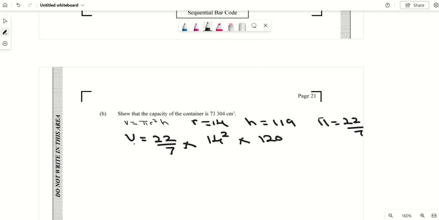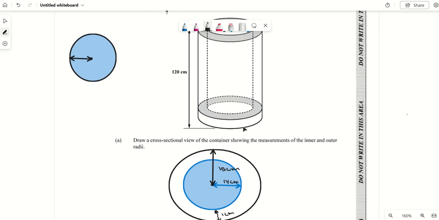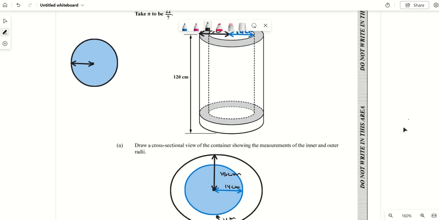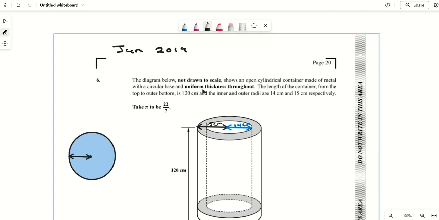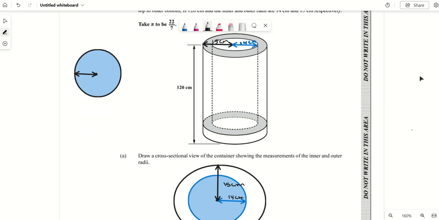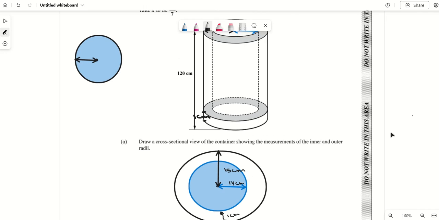And why that is so is because if we look at our cylinder, we see that there's a thickness from here to here. They told you that the thickness throughout the cylinder is even, and we know that the thickness is 1 centimeter. So our thickness from here to here would also be 1 centimeter.